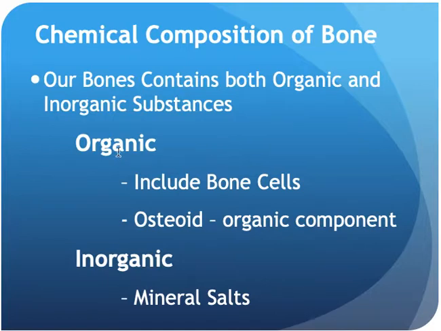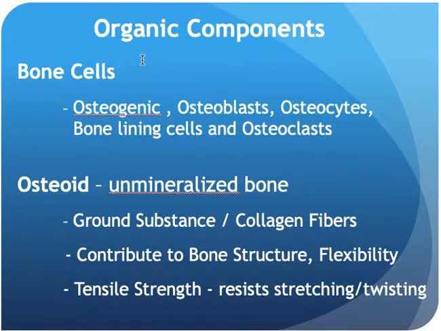The organic part of bone is going to include all the bone cells that we just talked about, and it's also going to include the osteoid, which is again just an organic component. And then the inorganic component is going to be the mineral salts. We talked about unmineralized bone versus mineralized. The organic part is the unmineralized part. So here are our bone cells, or the organic components: osteogenic cells, osteoblasts, osteocytes, bone lining cells, osteoclasts. All part of those organic components. And then we had our osteoid, which we said was unmineralized bone.